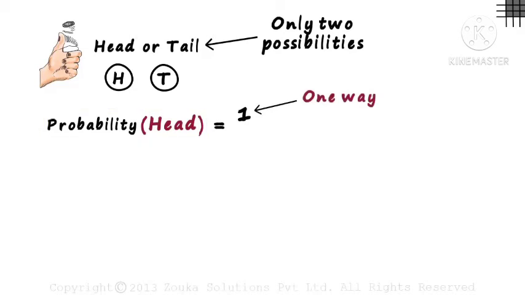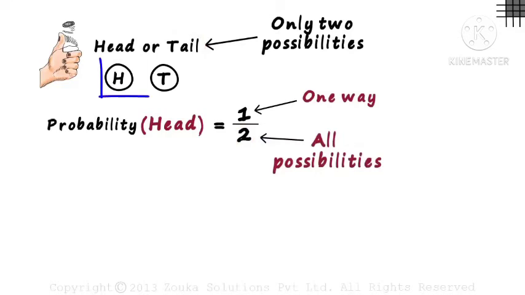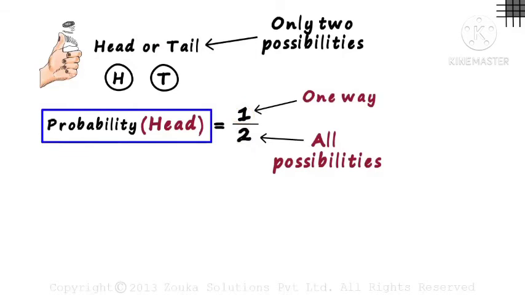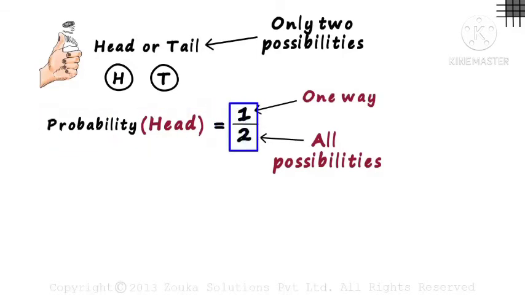The second thing we need to find out is the total number of possibilities. In total, there are only 2 possibilities, a head or a tail. This number in the denominator is actually all possibilities. These 2 cover all the possibilities since you cannot possibly get any other outcome. You either get a head or a tail. This tells you that out of the 2 possibilities, there is only one way in which this event can occur. So the probability of a coin landing a head is 1 by 2, which is 1/2. This is a fraction and can also be written in decimal form as 0.5.